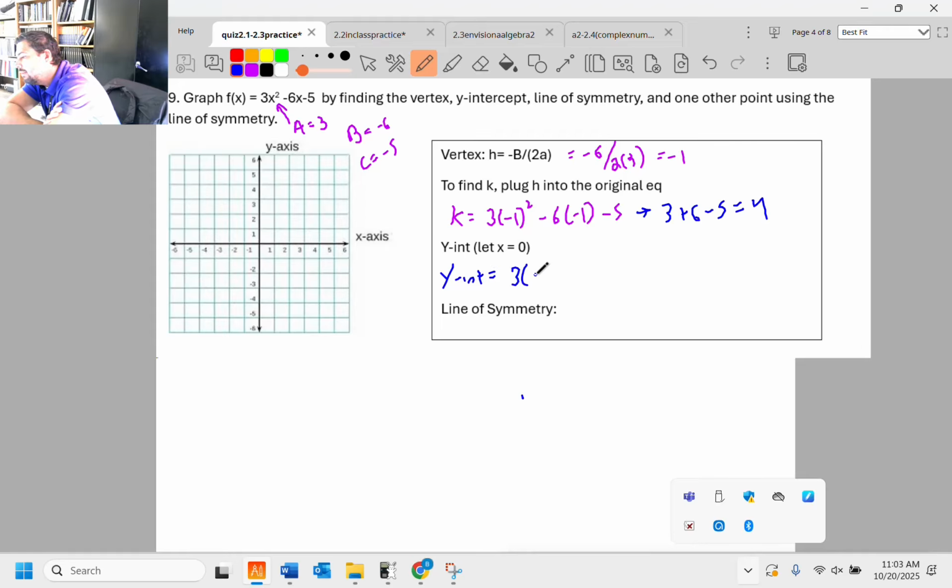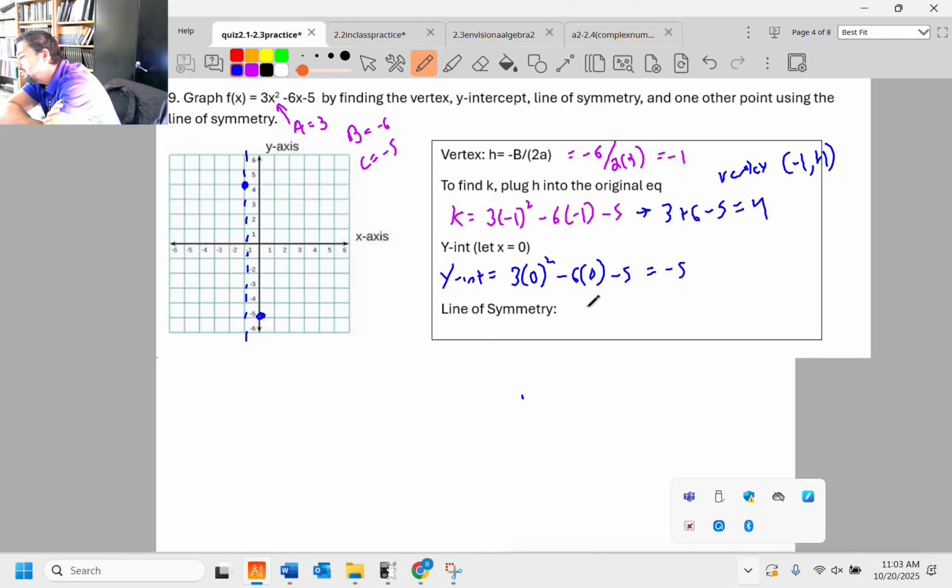So 3 times a 0 squared, -6 times a 0, and then -5. Don't be surprised that you get -5 back. I've talked about this. That's always the y-intercept if you're in standard form, and you get -5 back. So let's see here. We have a vertex at negative 1, 4. So back one, rise 4. We have a y-intercept at negative 5. And here's where the line of symmetry comes into play.